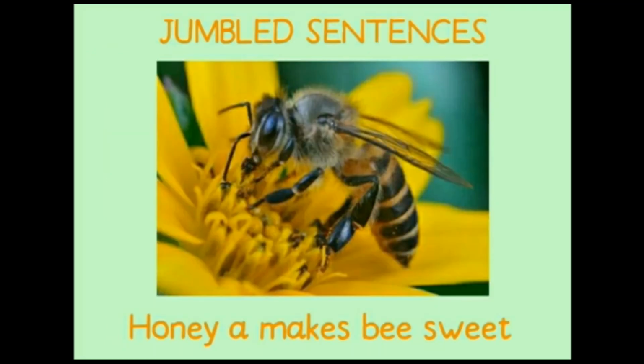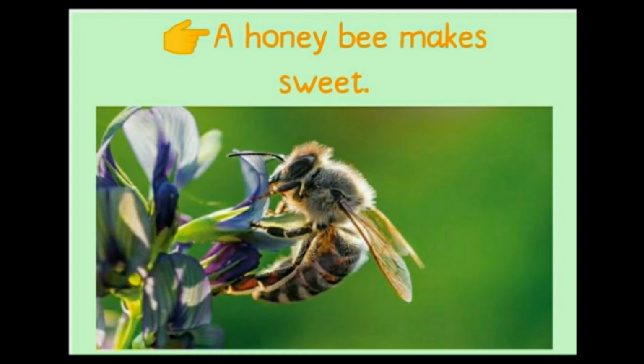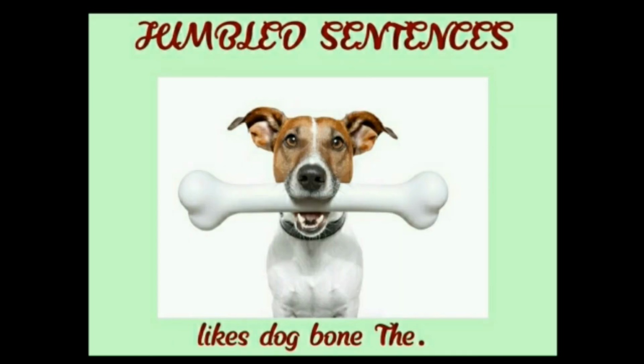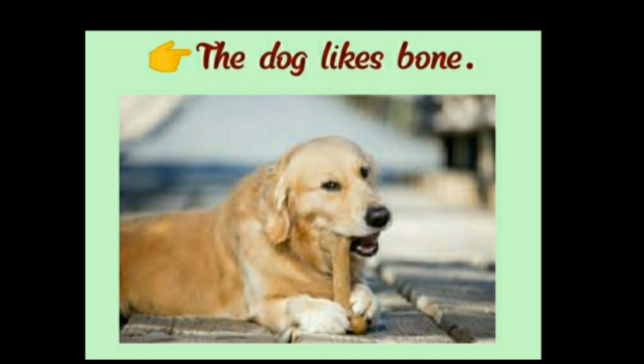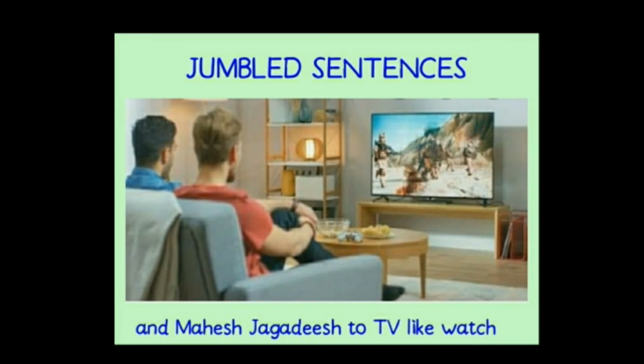And once more, read the sentence. Honey A makes B sweet. You can look at the picture and correct the sentence. A honey bee makes sweet honey. And next sentence, read out the sentence. Likes dog, bone the. Now you can arrange them in a meaningful order. The dog likes the bone.